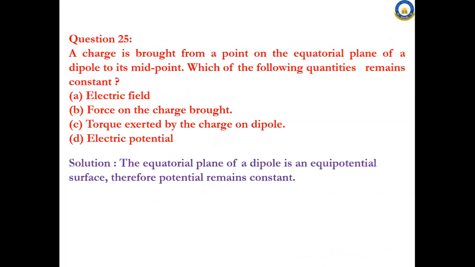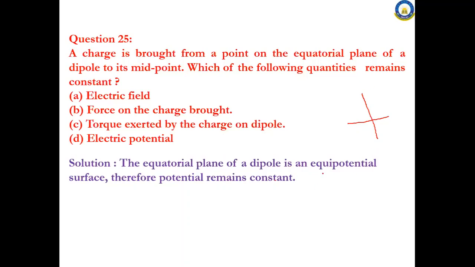Question number 25. Read the question. A charge is brought from a point on the equatorial plane of a dipole to its midpoint. Which of the following quantities remains constant? So a charge is brought in the equatorial plane of a dipole. So in the equatorial plane of the dipole, the two charges, if you consider the equatorial plane, what is this?